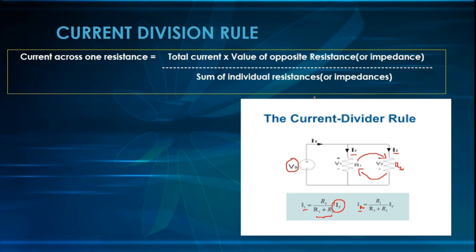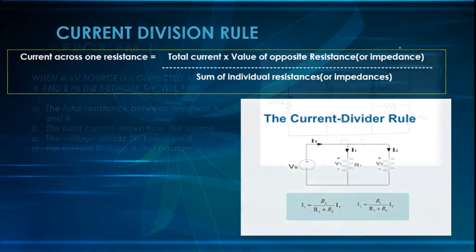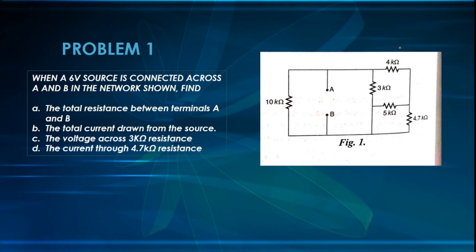So a DC circuit means it is only R. When we go for an AC circuit, we will be using impedance, which will be represented as Z. It is similar to what we saw in the voltage division rule. Fine. Now using the concept that we saw, we will try to solve this problem.